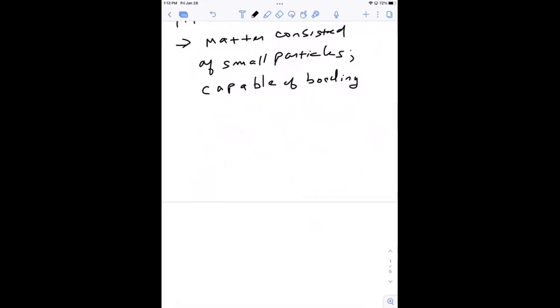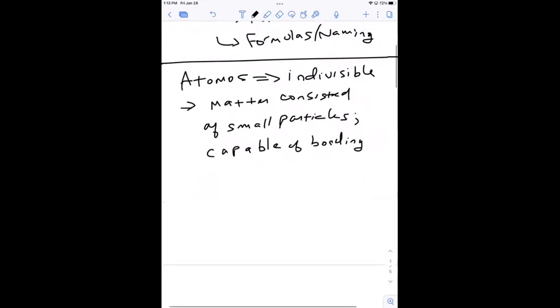Again, all of this is hypothetical. There was no way to study atoms. There was no way to study the composition of an atom. There was no way to study these particles during this time. And so it was centuries later when John Dalton developed the atomic theory. So that's what we're going to talk about now: Dalton's atomic theory.